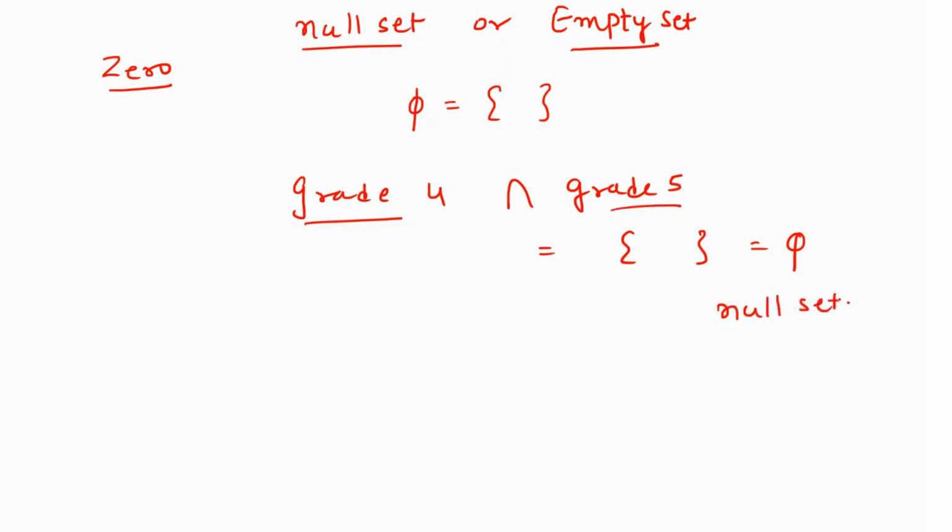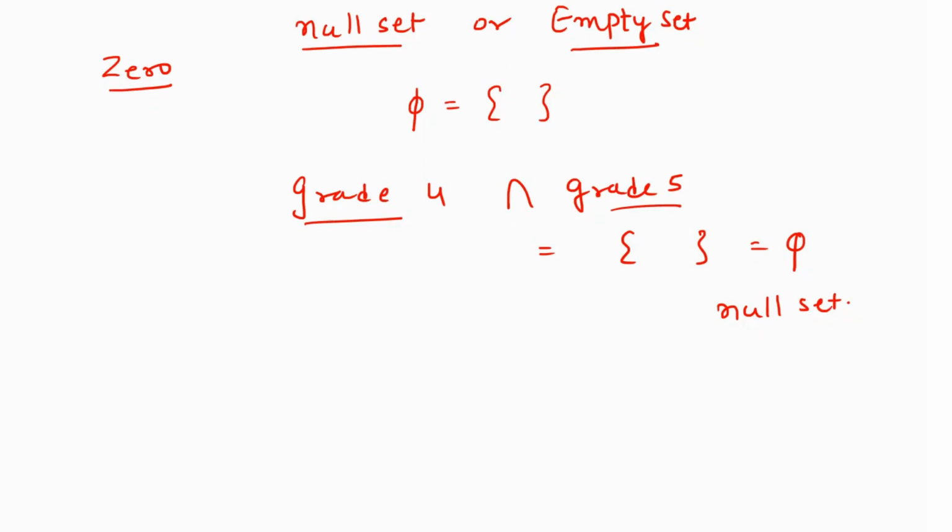Let's suppose another example: can you find any common numbers between even numbers and odd numbers? What is the intersection of even numbers and odd numbers? That's also phi, because there is no number that is both an even number and an odd number. There are so many examples like this in which you can consider a phi or null set.